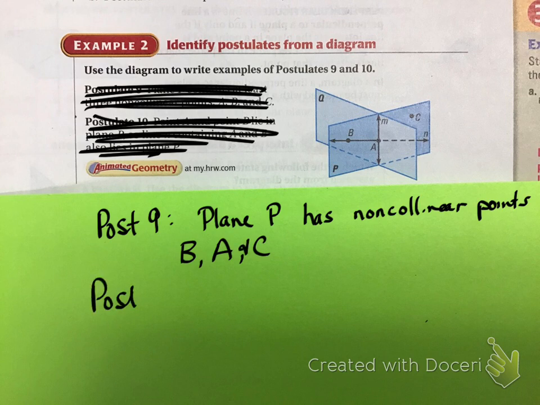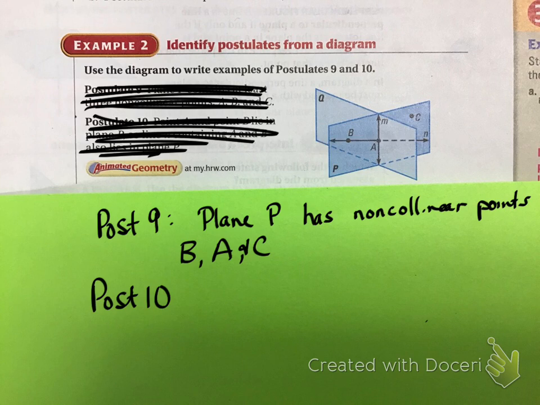Postulate 10, looking back at our notes to read what it says. If 2 points lie in a plane, then the line containing them lies in the plane. So if 2 points are in a plane, the line that contains them is in the plane. Well, I only see 2 lines. I see line M, and it only has 1 point on it. But line N has 2 points on it.